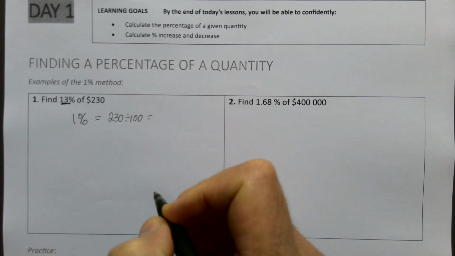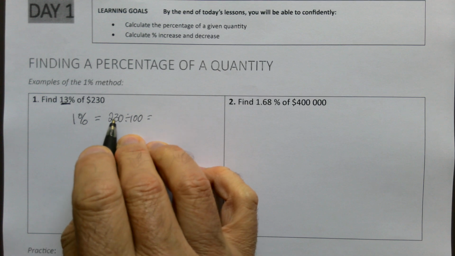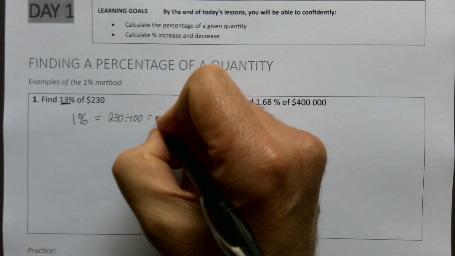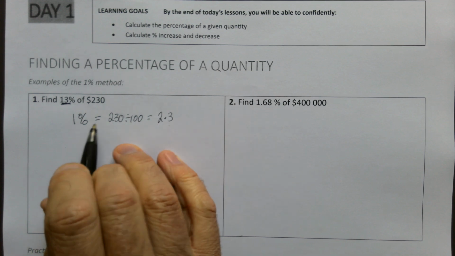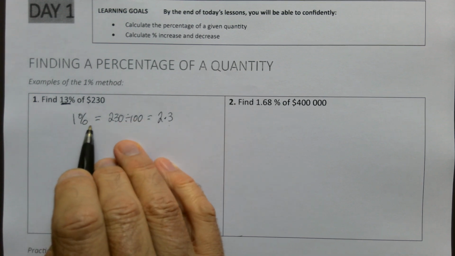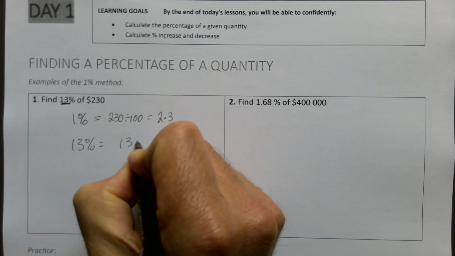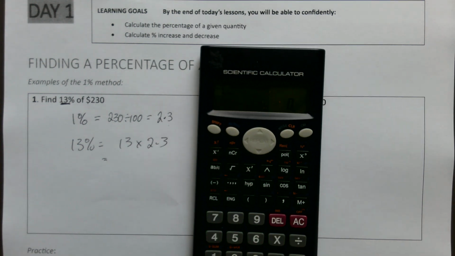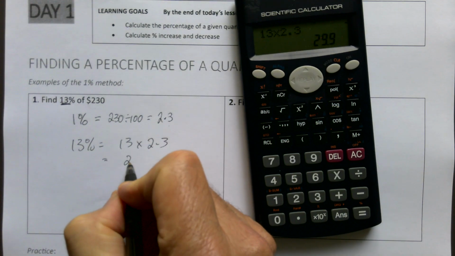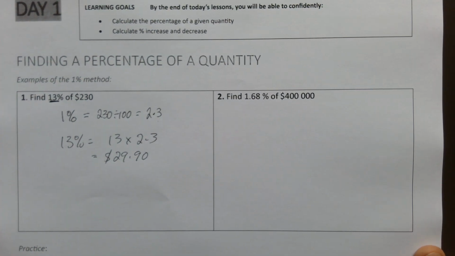You don't have to write it out like this, but this is just to show you what's going on. You should be able to do that without a calculator. You've just got to jump the decimal place 2 over. That's 2.3. So $2.30 is actually 1% of the big thing. Well, now that I've got 1%, all I need is 13 of them. Just need 13 of them. 13 times 2.3, $29.90. Done. That's 13% of 230.